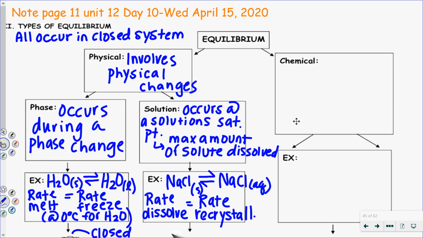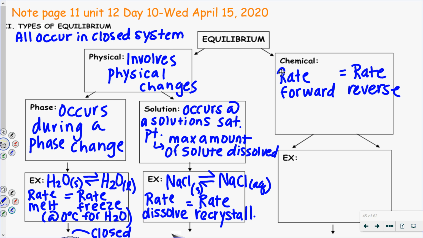What we're going to be dealing with a lot in this unit is chemical equilibrium. As we said from yesterday, the rate of the forward reaction is equal to the rate of the reverse reaction when we're at equilibrium, which means that the rate at which bonds are broken is equal to the rate at which bonds are being formed.